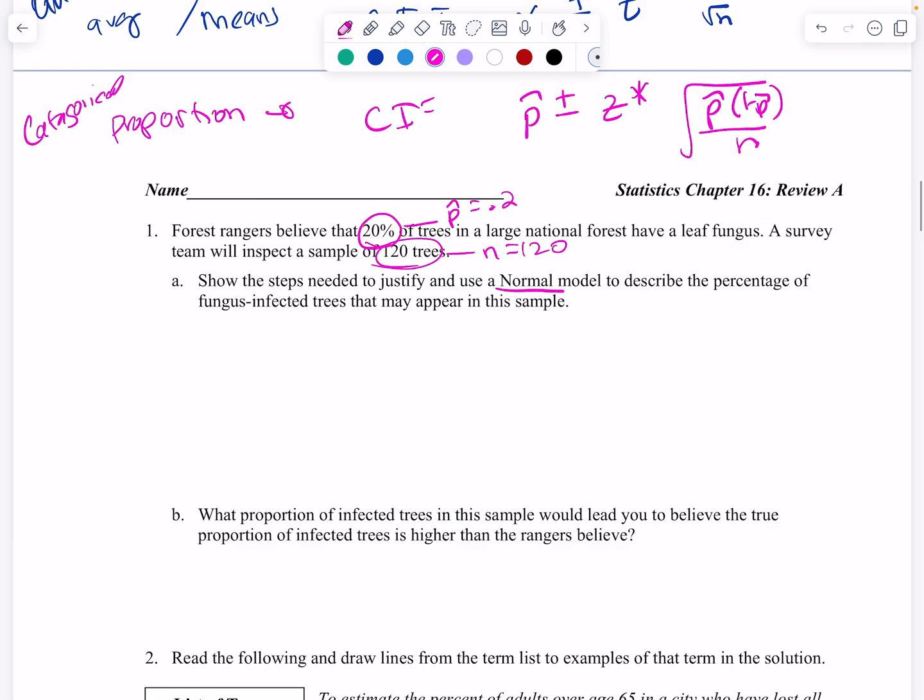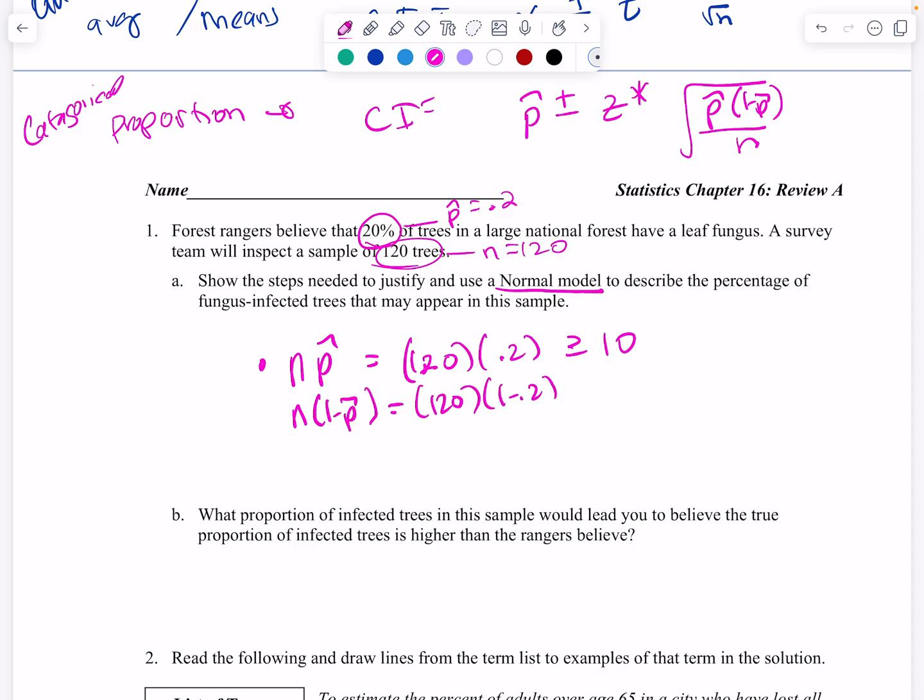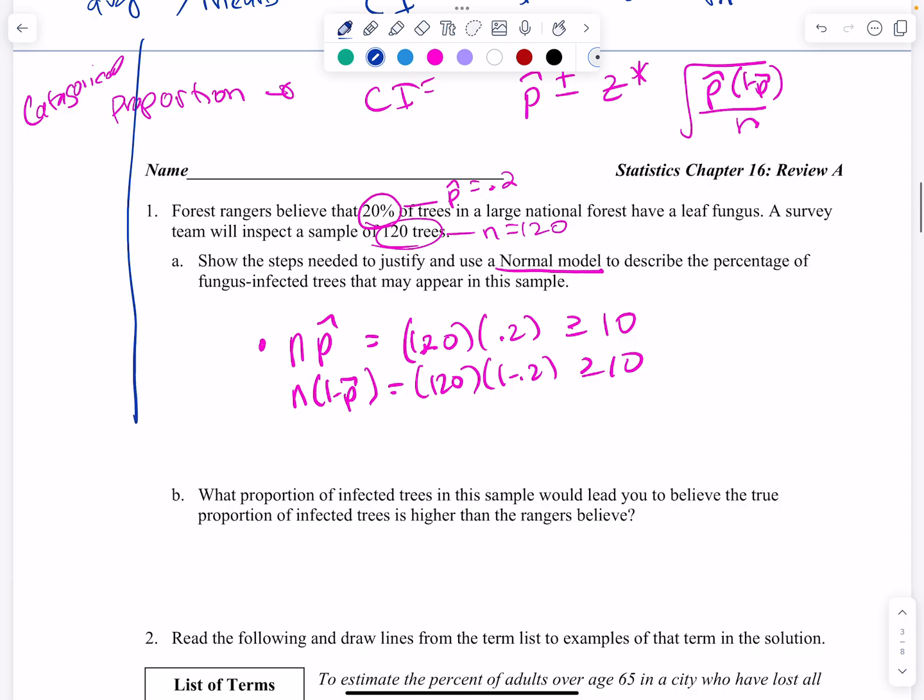Now, for the normal model for this one, we're going to be using n p hat, which is what? 120 times 0.2. Has to be greater than or equal to 10. And then n times 1 minus p hat equals 120 times 1 minus 0.2. And that has to be greater than or equal to 10. Recall, when it was quantitative with the means, what did we do? We did n bigger than 30, because I don't have a proportion. I just have a sample size. So when it's means, I have to use n bigger than 30. When it's proportion, I have to use n p hat and n 1 minus p hat bigger than 10.